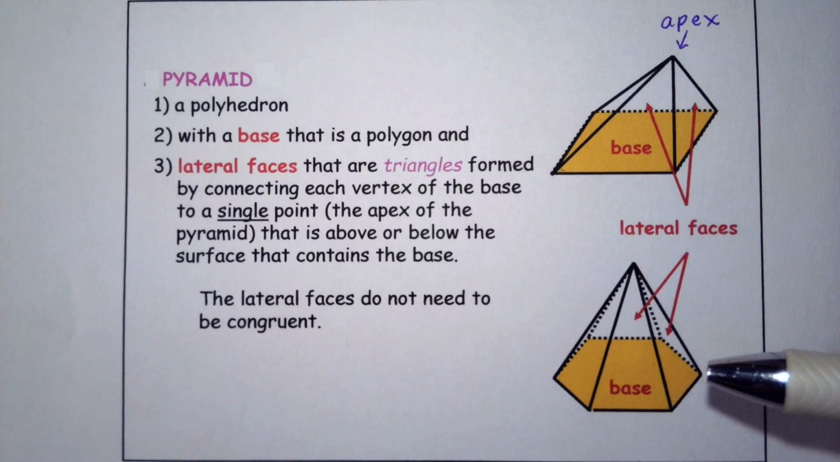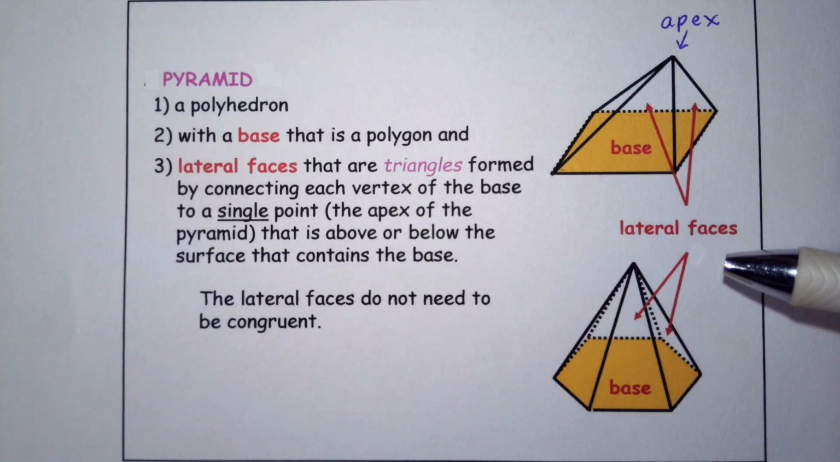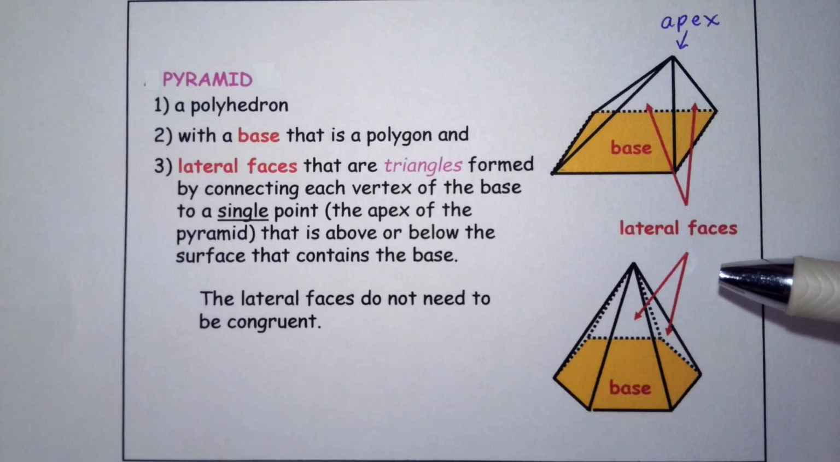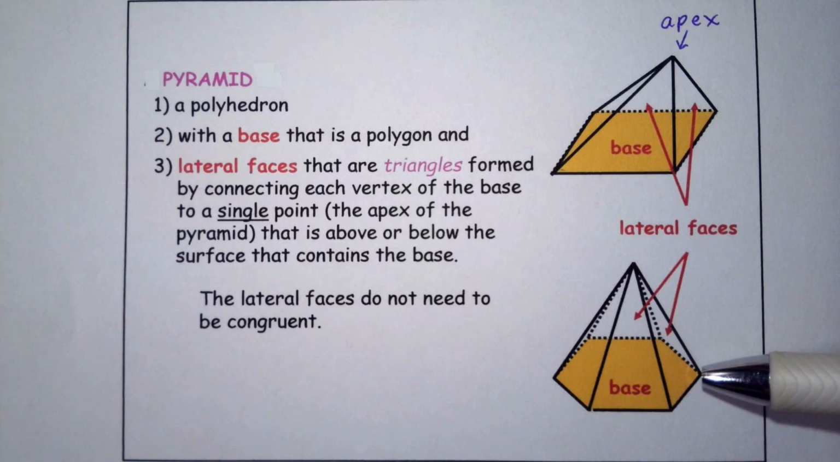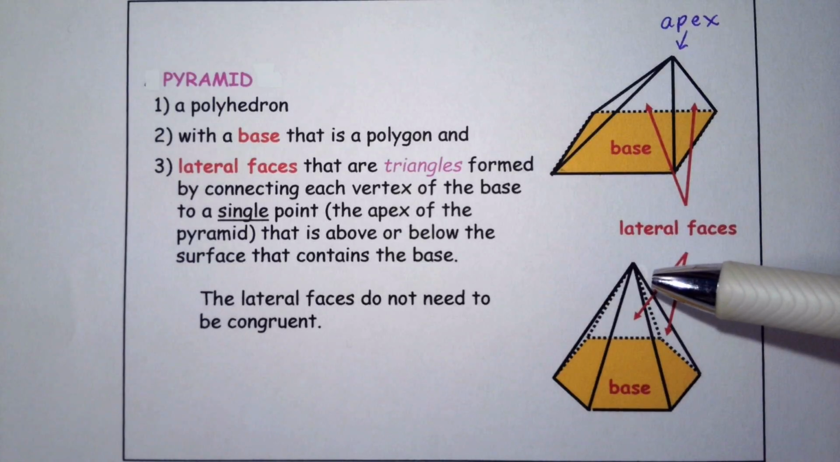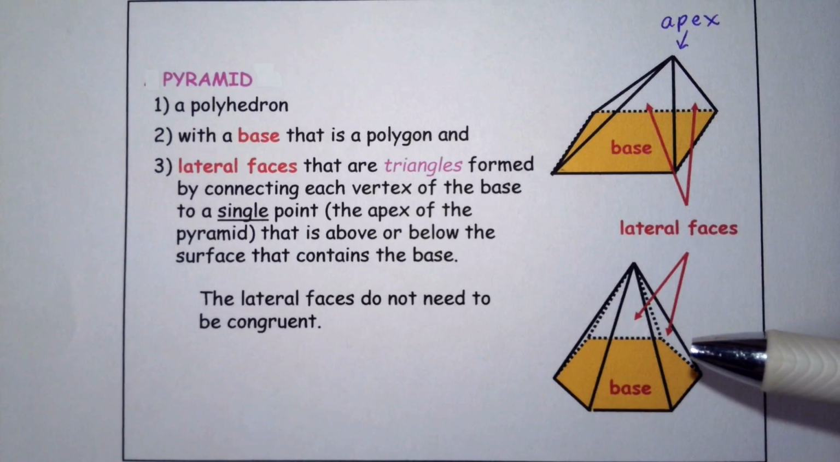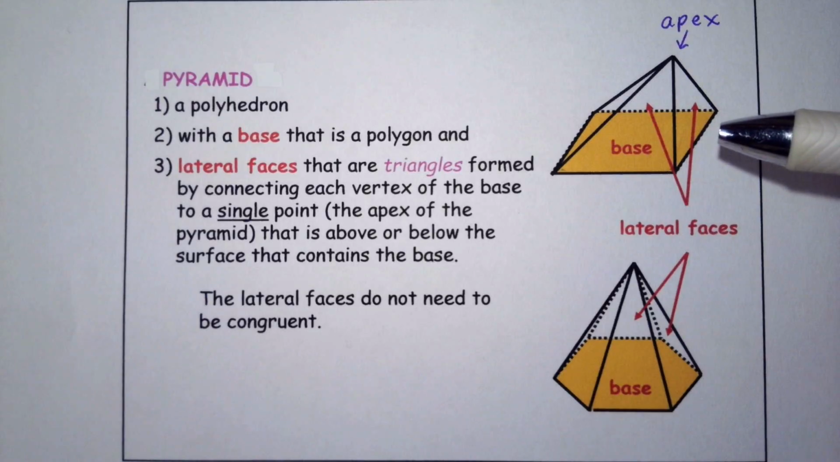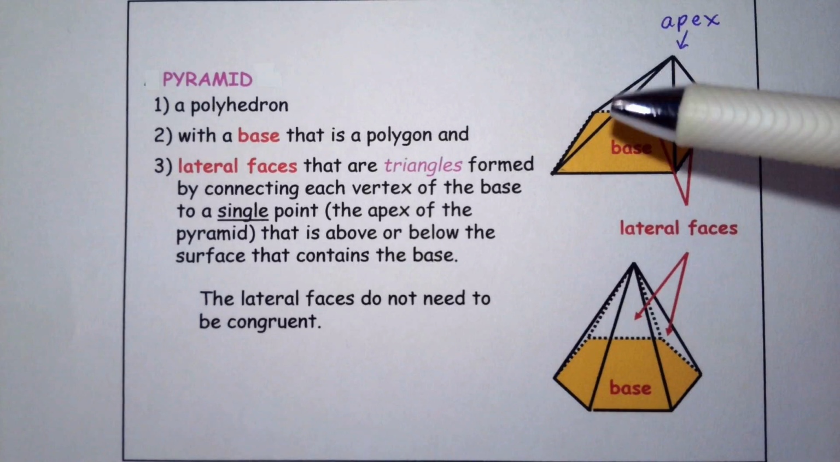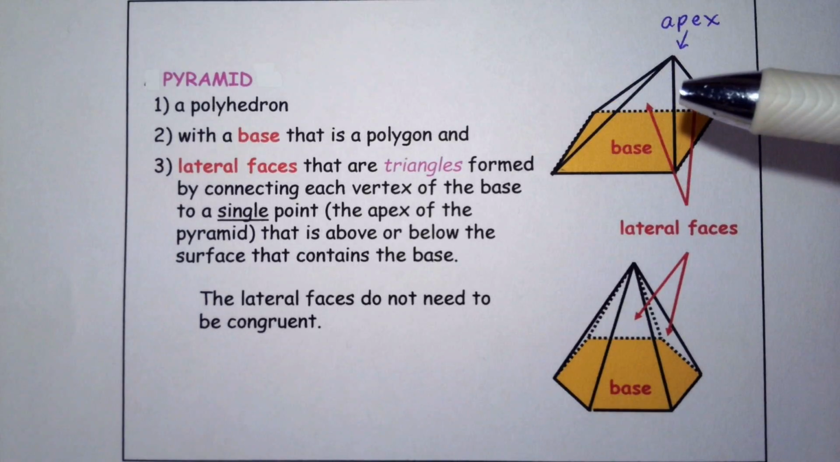The third part of a pyramid is that it has lateral faces that are triangles formed by connecting each vertex of the base to a single point, which we call the apex of the pyramid. And the apex could be above the pyramid or below. Now, the lateral faces do not need to be congruent. For example, this one here, all of the four lateral faces are triangles, and I don't think they're congruent.